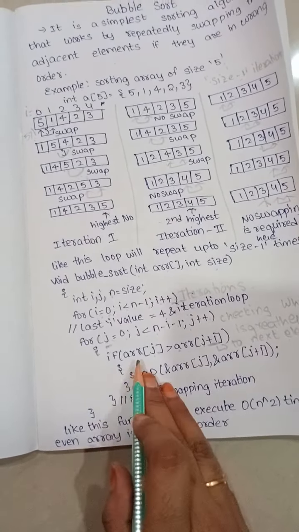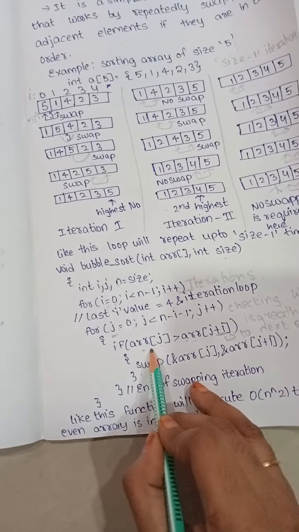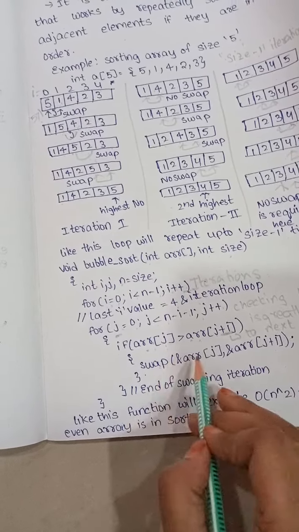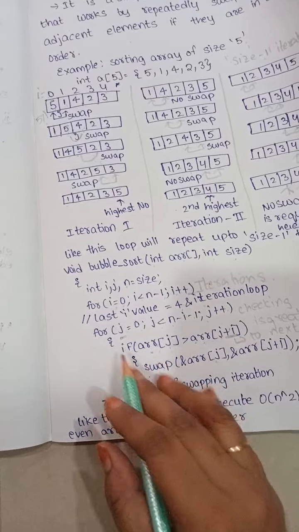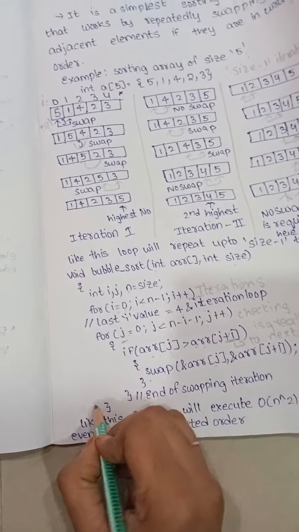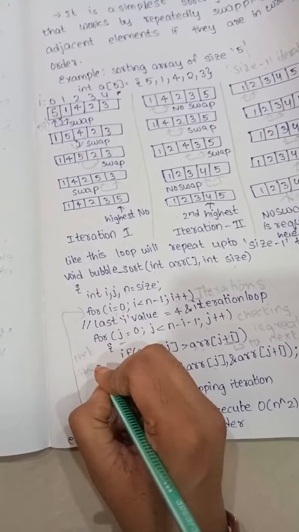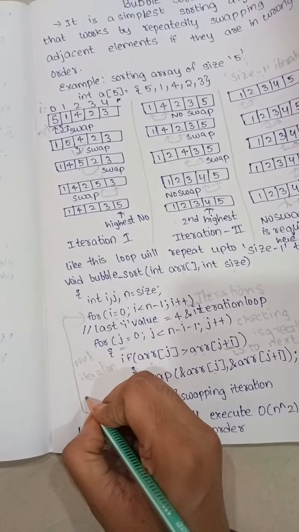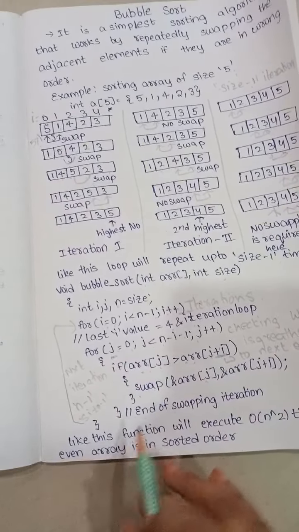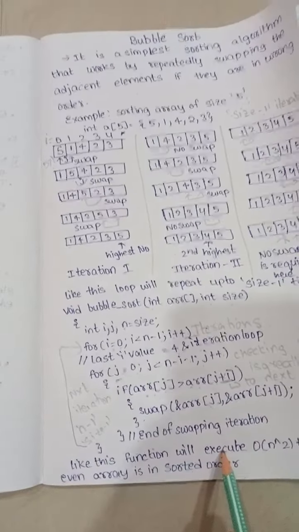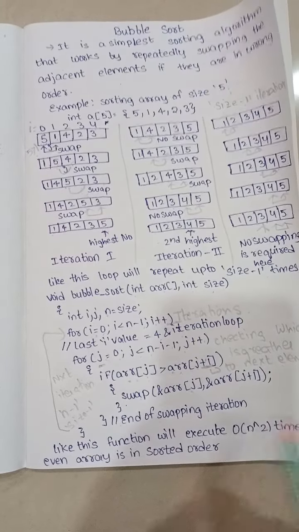Here we are checking this first element with the second element. If the first element is greater, then we need to do swapping, else we do not need any swapping. And we end the swapping loop, and here the next iteration will start. Like this, the loop will execute up to n minus 1 times, that is size minus 1 times. Likewise, this bubble sort function will execute O of n squared times, even if the array is already in sorted order.